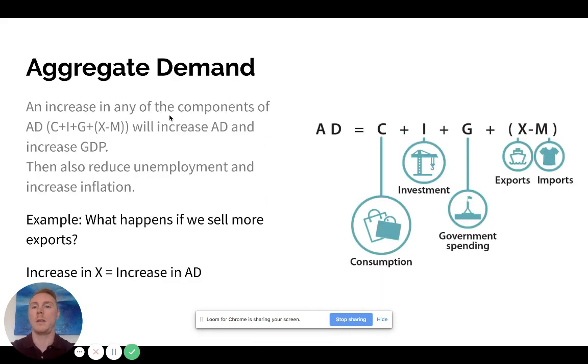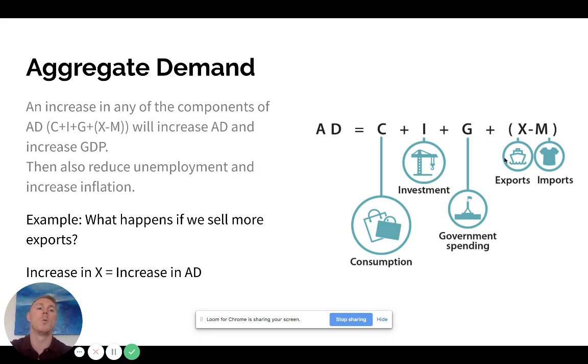So how can aggregate demand increase? Well, it can increase from any of its components increasing. So if consumption increases, this is normally our biggest. About 50 to 60% of our aggregate demand is consumption. If consumption increases, so if people's average propensity to consume, their APC, increases, they have a greater propensity to consume, they'll buy more things. If C goes up, aggregate demand goes up. If businesses invest more, I goes up, then AD goes up.